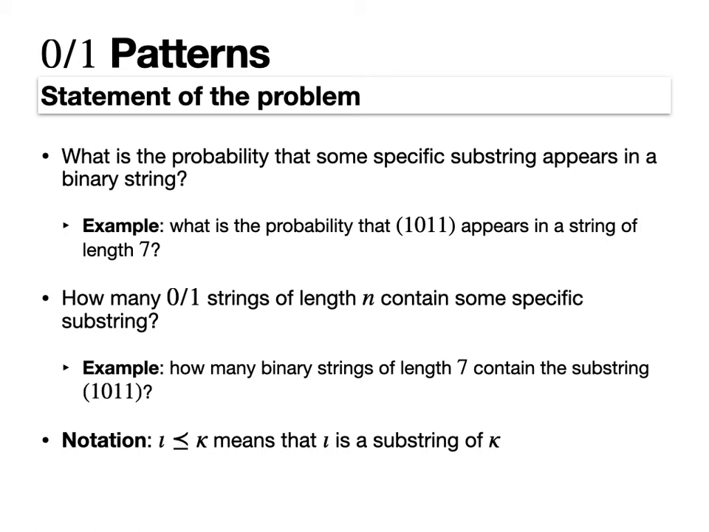about the probabilities here, the probability that a certain substring appears in a given string. We're going to actually consider a more general problem in which the probabilities of zeros and ones aren't necessarily equal. And just a little notation, I'm going to use this sort of funny less than or equal sign to denote the idea that one string is a substring of another. So if I'm thinking about a substring I being contained in a string k, I'll use that symbol, I less than or equal to k, to denote that.